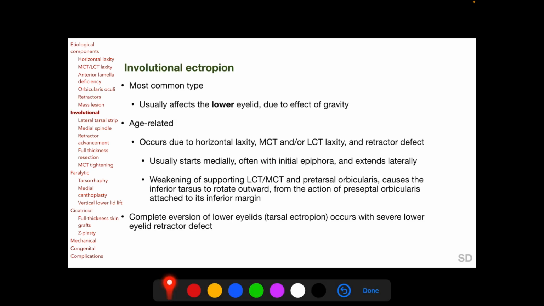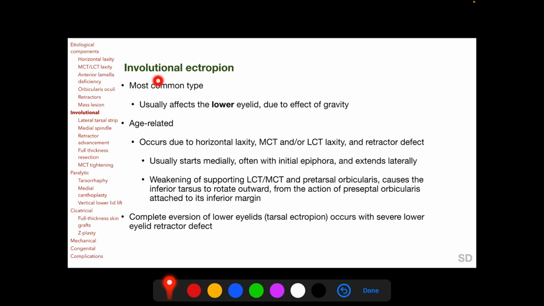After discussing the various etiological factors contributing towards the various types of ectropion, we now come to the individual types of ectropion. The types of ectropion described are involutional ectropion, paralytic ectropion, cicatricial ectropion, mechanical ectropion, and congenital ectropion.